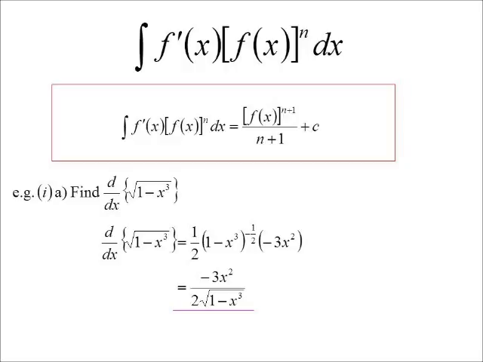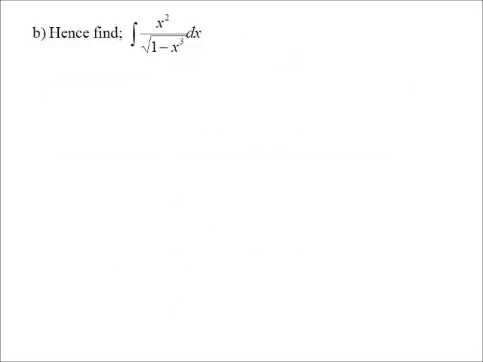And then they follow it up with a question which says, go and integrate this. Integrate x squared on the square root of 1 minus x cubed. Now, have a look at the answer we just got when we differentiated. It's very similar to what they're asking me to integrate. The only difference is the constant. So I can create that constant, but of course I can't change the question.